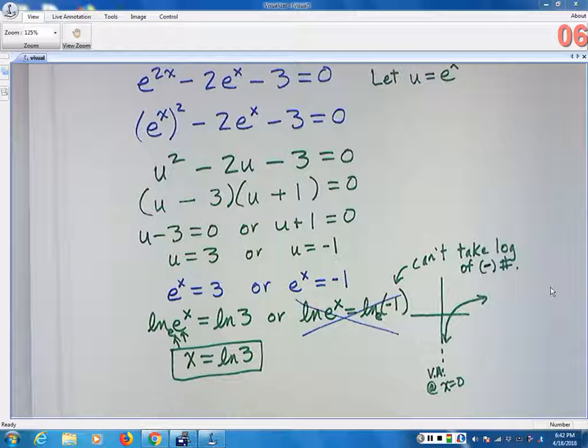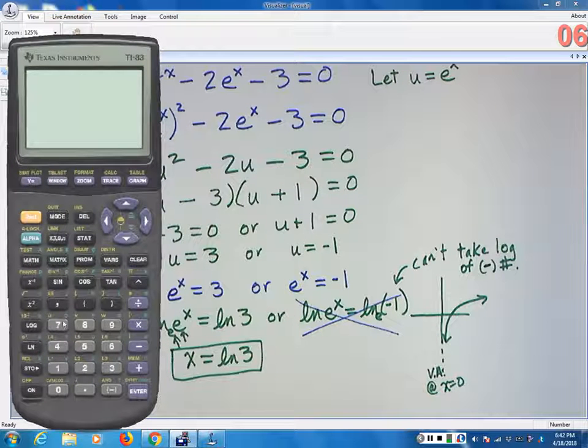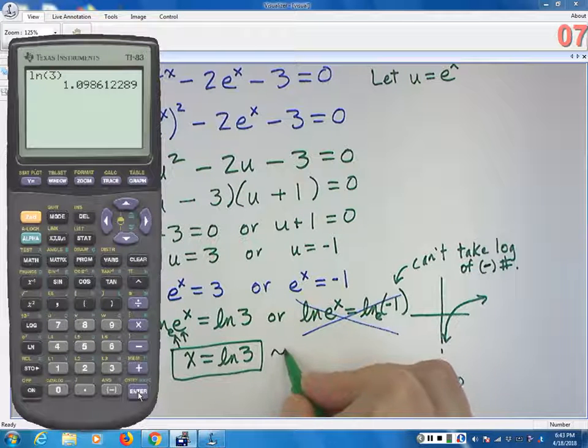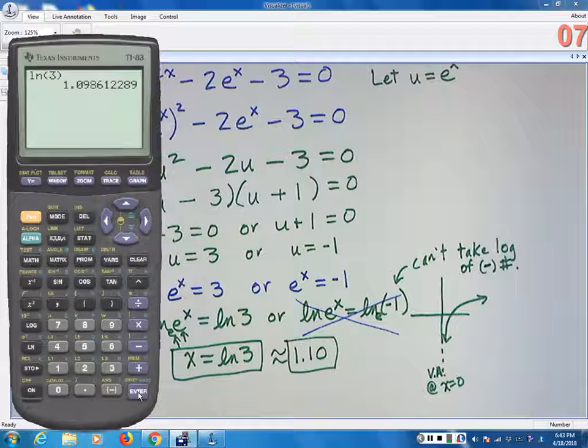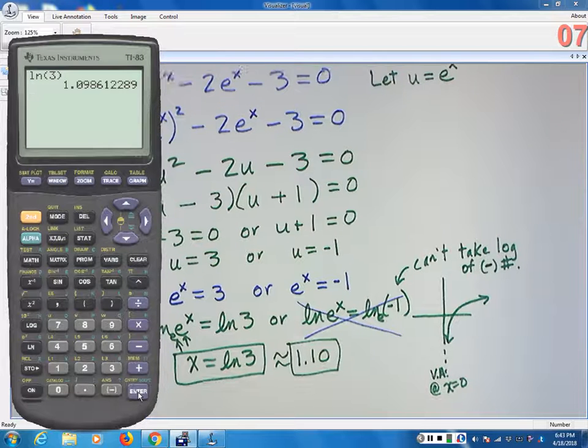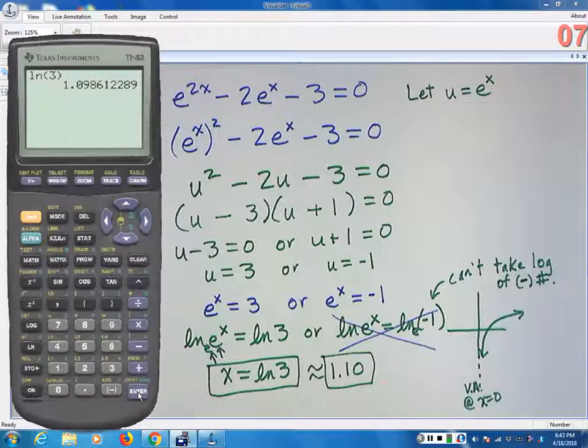If we want it to 2 decimal places, we're going to put it in our calculator. We want an exact answer in terms of natural log, so that's the exact answer. And the approximate answer to 2 decimal places is approximately 1.10. Those are the two answers I wanted. If we put 1.10 in for x, we're not going to get 0 up there. It's not exact enough. But does anybody want to see me put it in, or do we want to keep going? You can put this in the calculator.